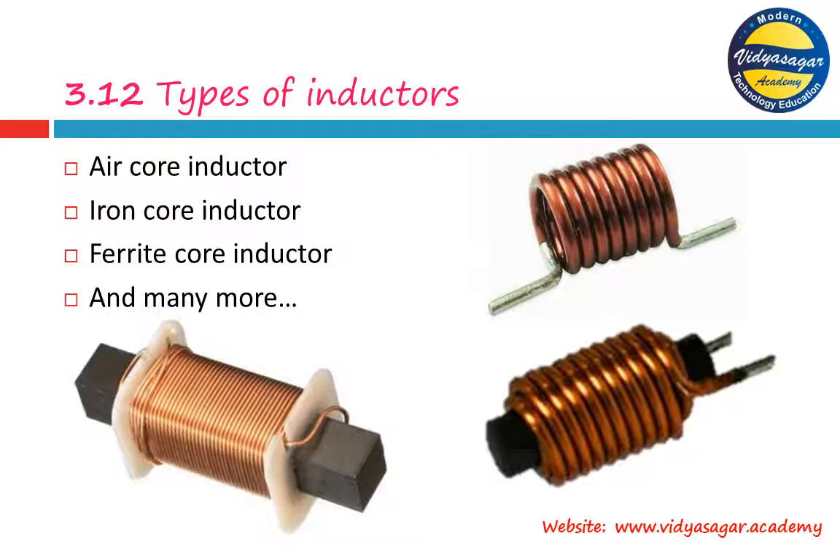Now there are different types of inductors available in the market. Air core inductor shown on the top right corner. Then iron core inductor shown at the bottom right corner. The ferrite core inductor is shown on the left bottom corner, and there are many more such inductors available.